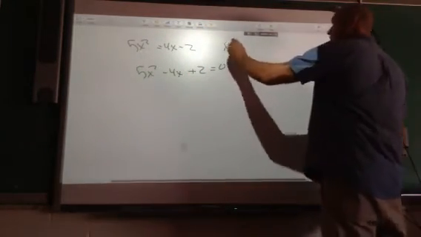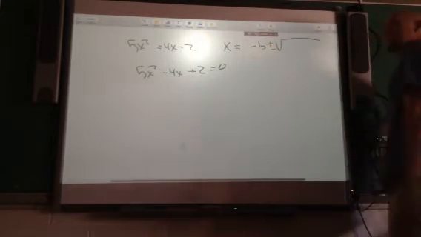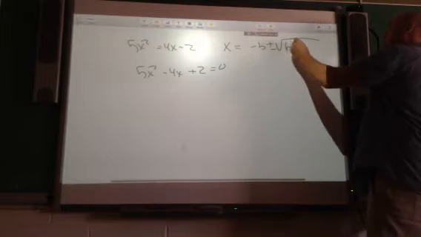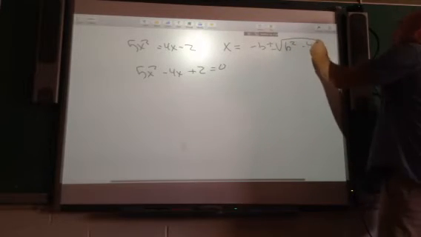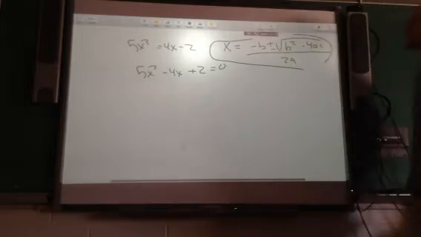Who remembers what it is? Negative b plus or minus the square root of what? B squared. There we go. So you have b squared minus what? 4ac. Okay. See? You guys know this stuff. All over 2 times a, don't put 2 back. So I have something like this.